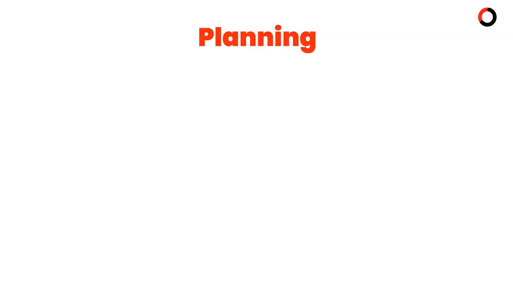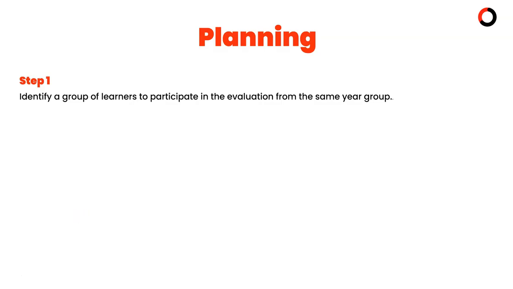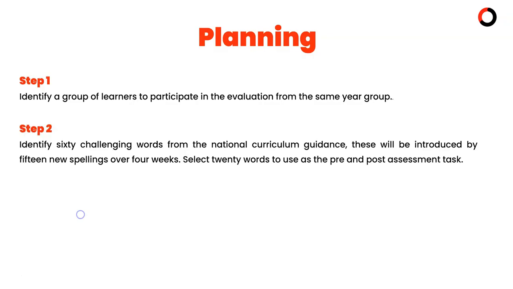So let's look at this from a step-by-step planning approach. Step 1, identify a group of target learners to participate in the evaluation from the same year group. Step 2, identify 60 challenging words from the National Curriculum Guidance. These will be introduced incrementally by 15 new spellings over 4 weeks. Select 20 words to use as your pre and post assessment task. So these are the same words used for the pre and then the post.